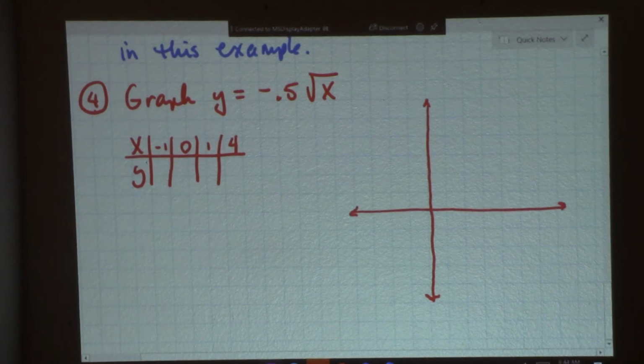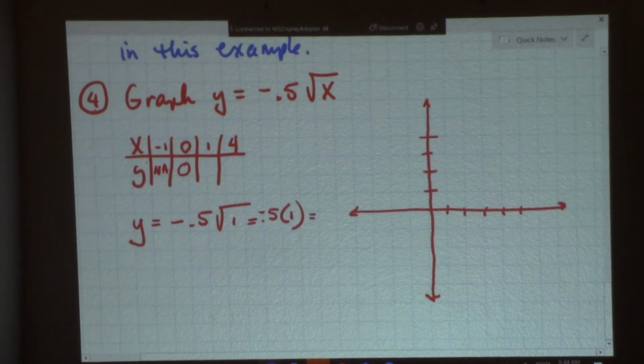Okay, so let's put our numbers in. Of course, when we have negative 1, that's just not available to graph. It's imaginary. If I put 0 in, the square root of 0 is 0 times 0.5. That's 0. All right, so let's do the next one together on the paper. If I put 1 in, the square root of 1 is 1. So I have negative 0.5 times 1. So we're multiplying by negative 1/2 or negative 0.5. Okay, so I'm going to get negative 0.5, just that coefficient times 1.